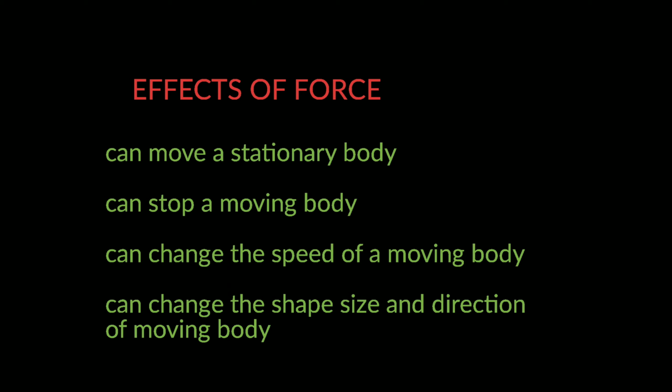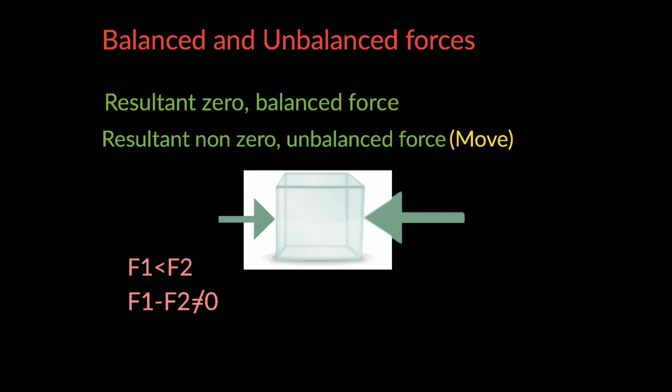So again, it's an effect of force, and the force can change the shape and size of a body. So let's understand. There is a rubber band. By pulling its sides, you can change the shape of that rubber band. Now we are categorizing forces into two types, balanced and unbalanced. So if resultant of all the forces acting on a body is 0, the force will be called balanced, and if the resultant is non-zero, the forces will be unbalanced.